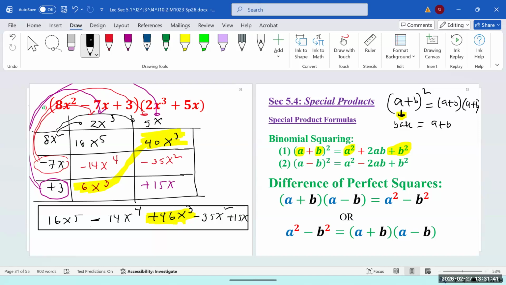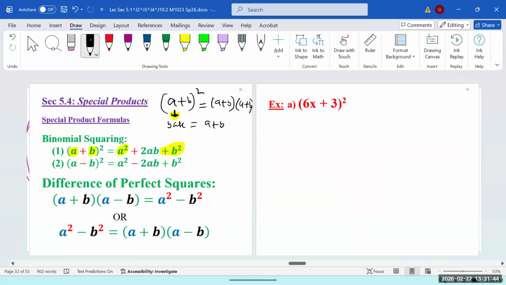Now using this formula, we can do this one. We don't have to use FOIL because we are lazy. We have to use all the shortcuts. The rule says, take your first term and square that. So if you square 6x, what do you get? Good job. 6 squared x squared gives us 36x squared.